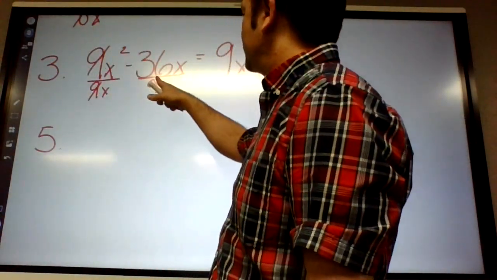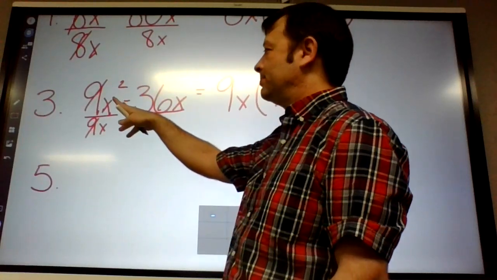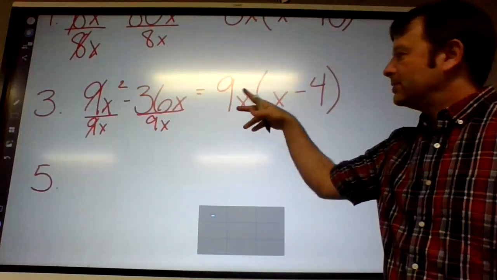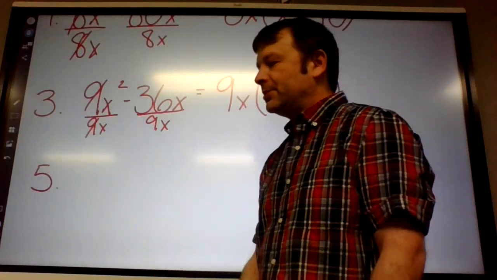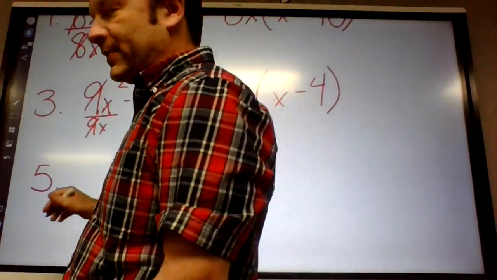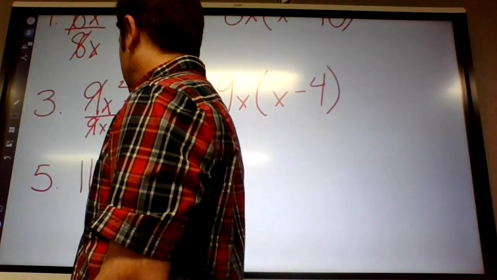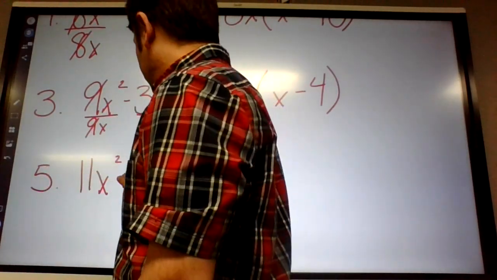No, whatever it is, unless you take a negative out, which won't happen till the end. Yeah, it's kind of like distributive property in reverse, so whatever's in the middle is still in the middle. 11x squared minus 165x.